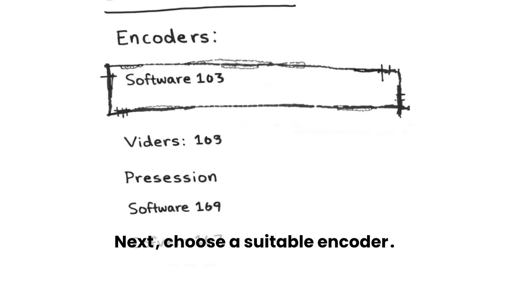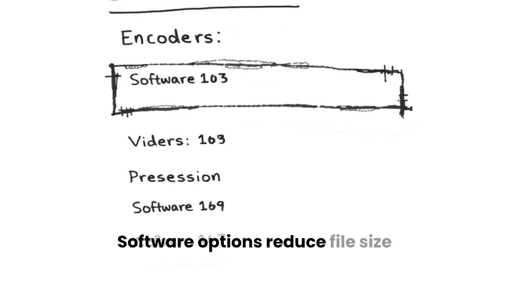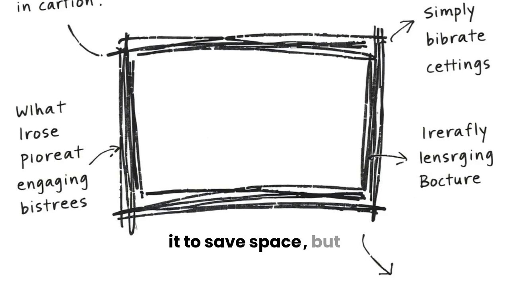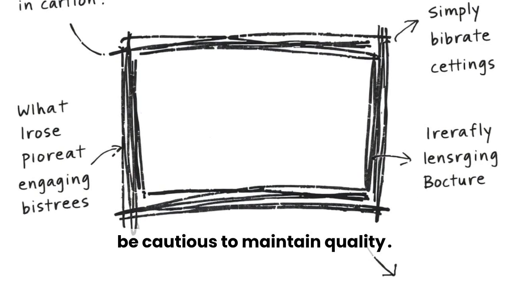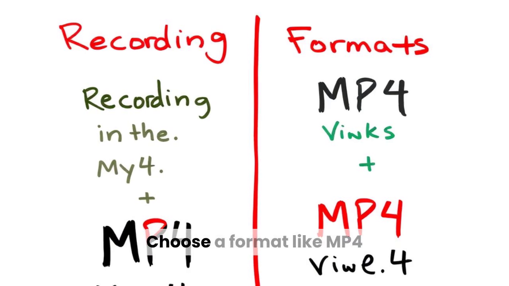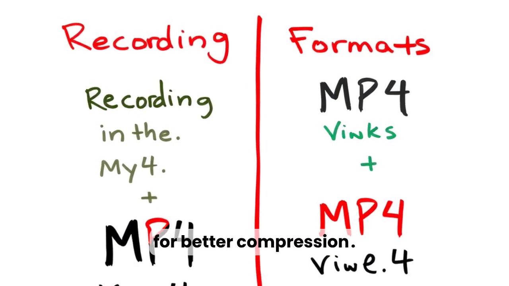Next, choose a suitable encoder. Software options reduce file size effectively. Adjust the bitrate, lower it to save space, but be cautious to maintain quality. Finally, explore the recording format options. Choose a format like MP4 for better compression.